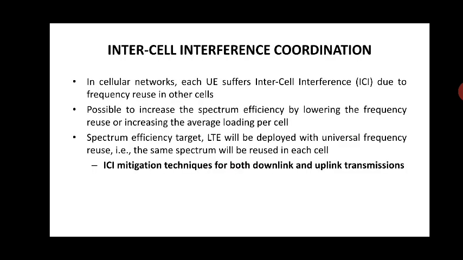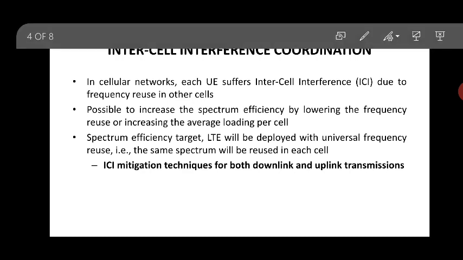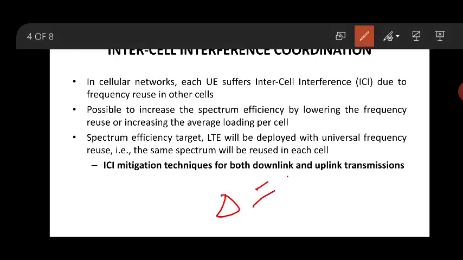Now we'll come to the concept of inter-cell interference. In cellular networks, each user equipment suffers inter-cell interference due to frequency reuse. Because of this frequency reuse, if the user is in cell number 1, let us consider delta equal to 3, as I mentioned, like this.